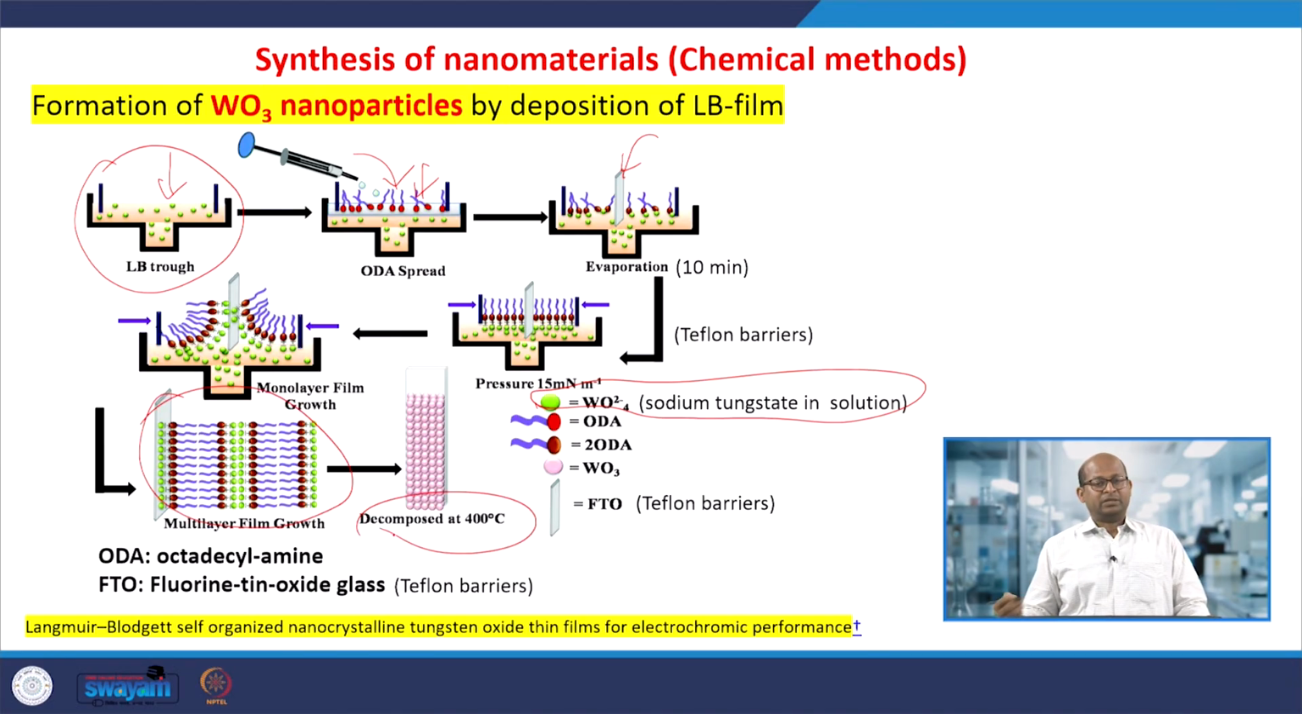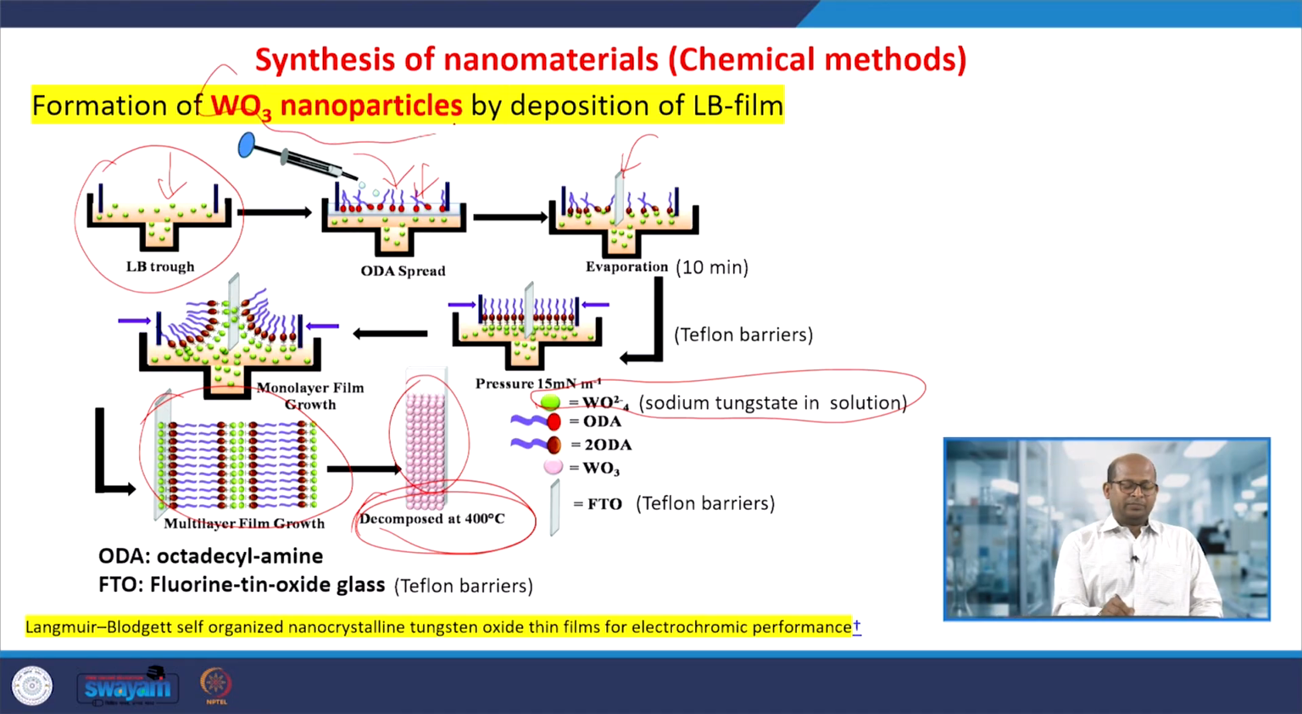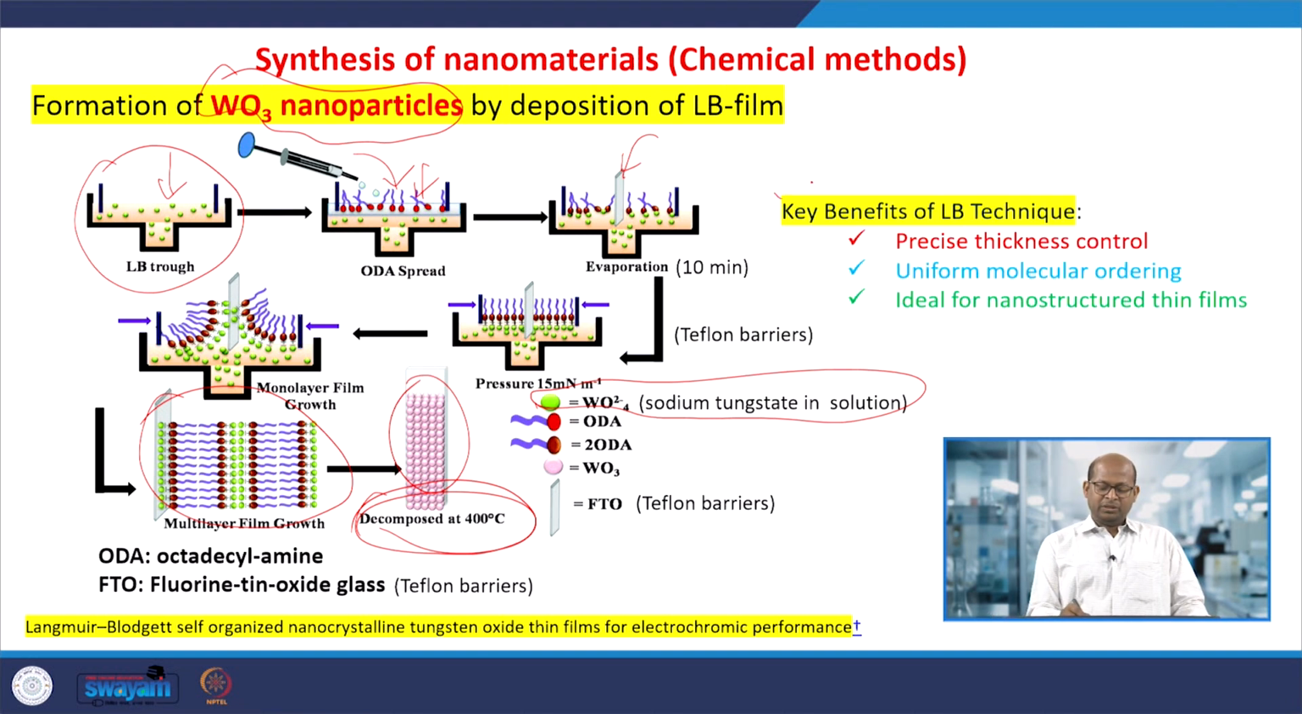Then we can anneal, decompose, or calcine it to remove the organics or other contaminants present in the film. Once these are removed, the metal oxide is left in the form of nanoparticles that we can collect and use for specific applications. So in these methods, the benefits are precise thickness control and uniform molecular ordering, and these LB methods are ideal for nanostructured films.